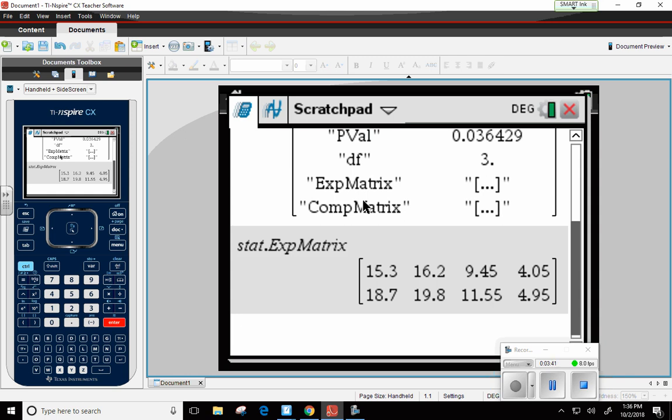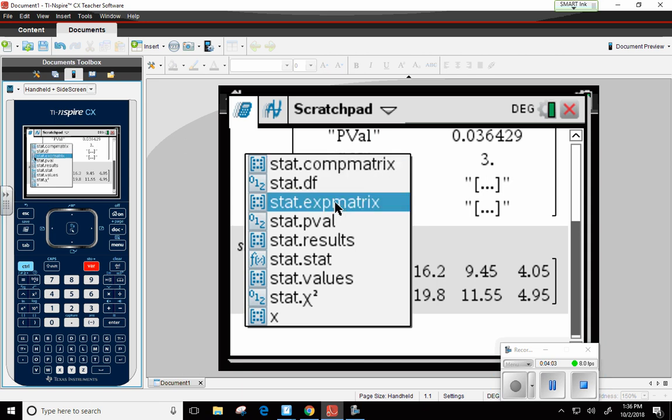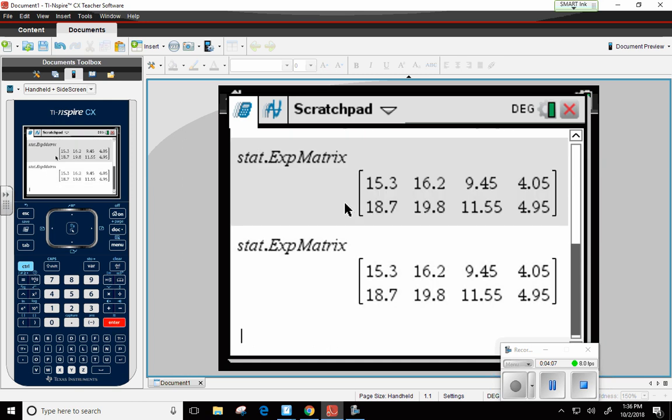Yes, ma'am. Oh, what did I do to get this? The expected matrix? Okay, what I did was, once you have all this information here for chi-squared, then you go to variable, this time without hitting the control button, and then you want EXP matrix, the expected value matrix.